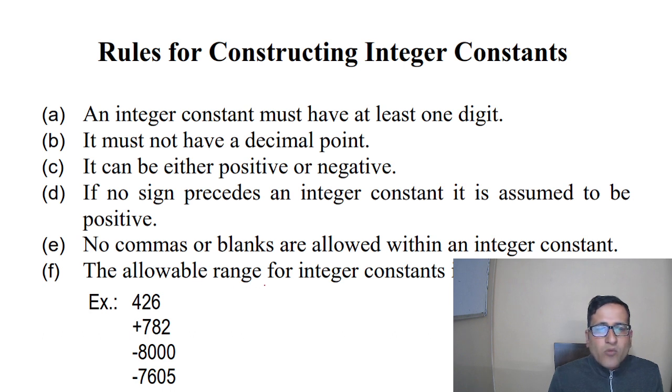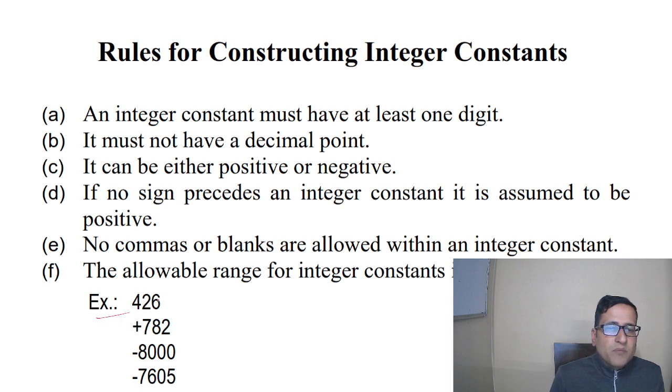Next is the allowable range for the integer constant: minus 32768 to 32767 in the Turbo C compiler. It can be varied according to the compiler bit size.